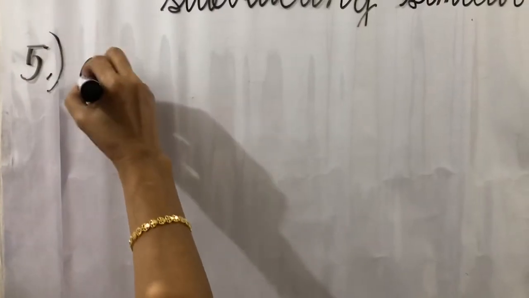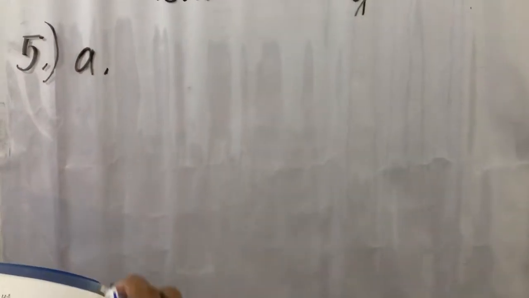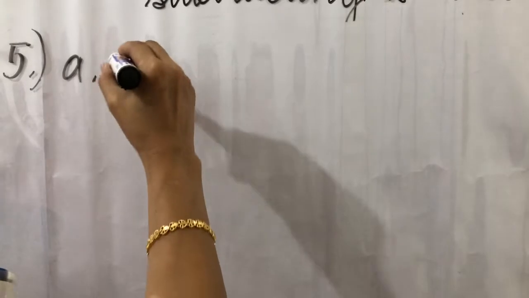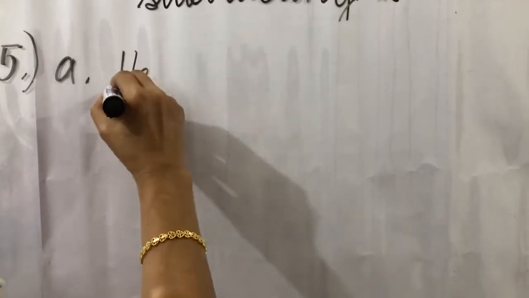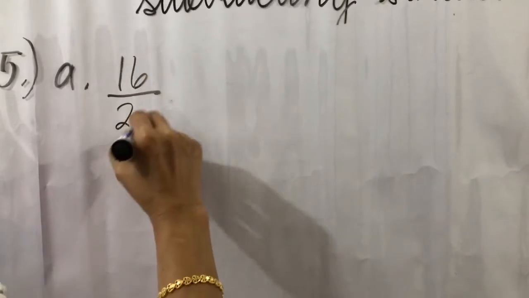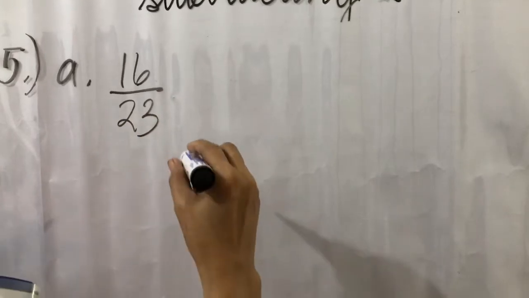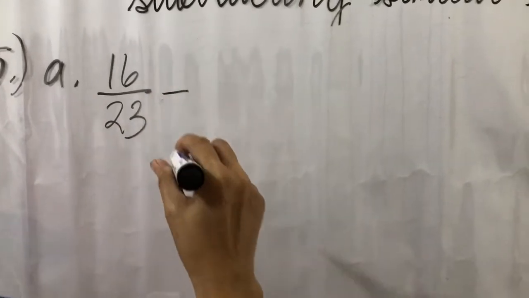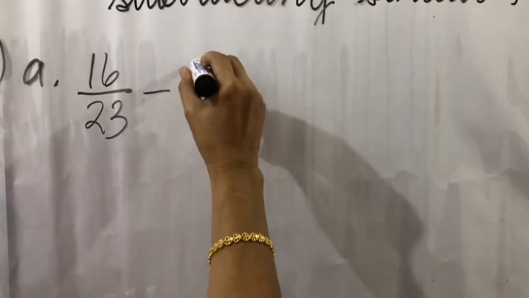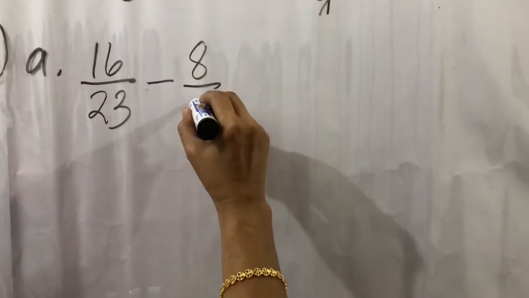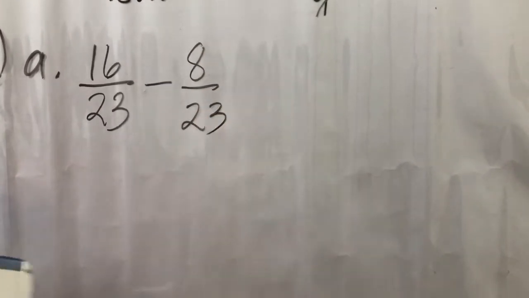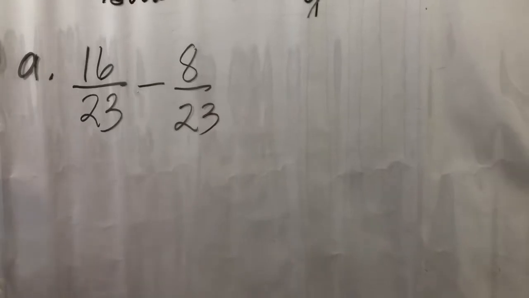Turn your module to page 4. So let us do example number 5. Letter A. 16/23 minus 8/23. So we are now in subtraction. You see the denominators are the same.